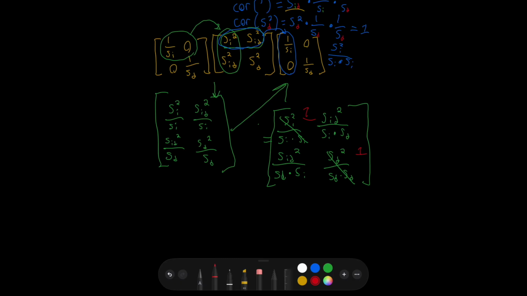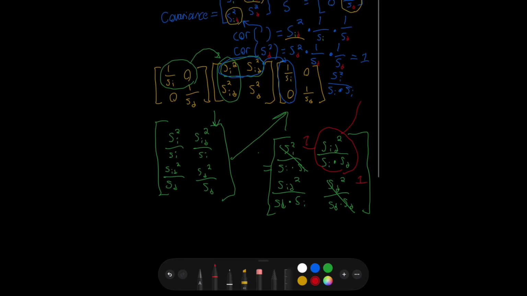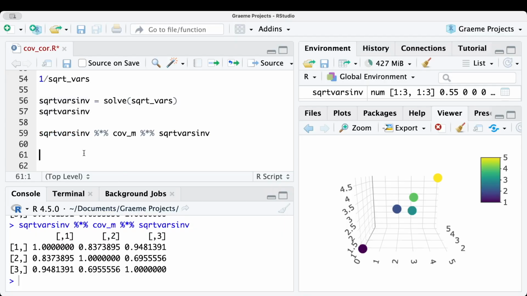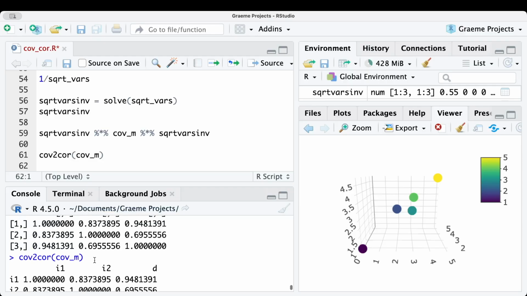And then these off diagonal elements, you'll see that this is the exact same as the calculation that we did up top here for the correlation. But of course, R has already beaten us to the punch on this as well. They've implemented this cov2cor function that'll take a covariance matrix and just return your correlation matrix. So how handy. We don't need to do any of this linear algebra stuff. We can just use this handy little function here.